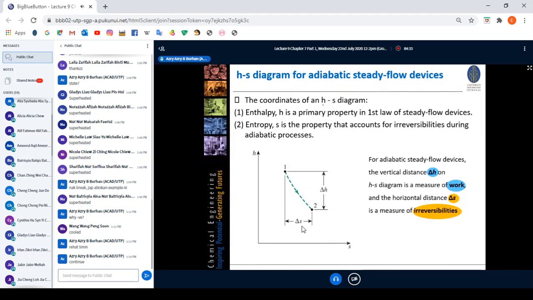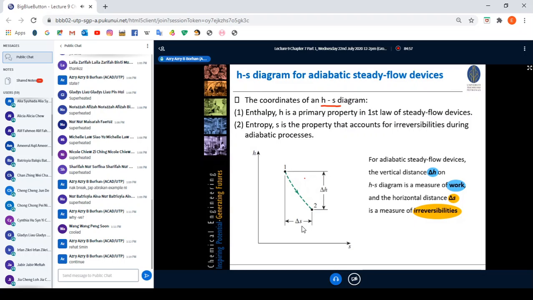Another important diagram is the H versus S diagram. Okay, H versus S, right? So let's say from state 1 to state 2, again you have some sort of a curve connecting those two states. The important thing under the H versus S diagram, sometimes known as the Mollier diagram, all right?